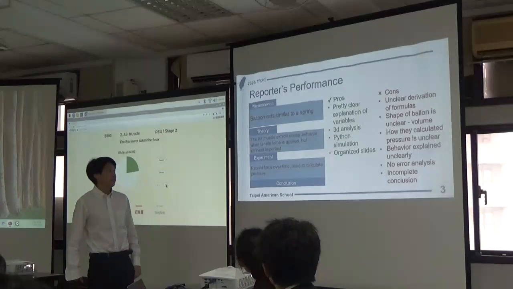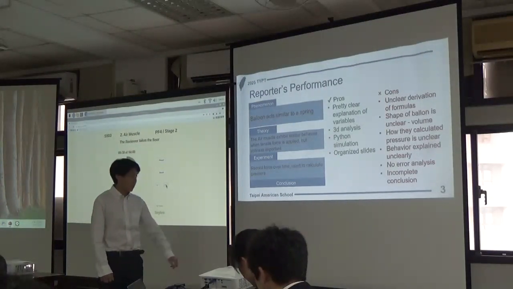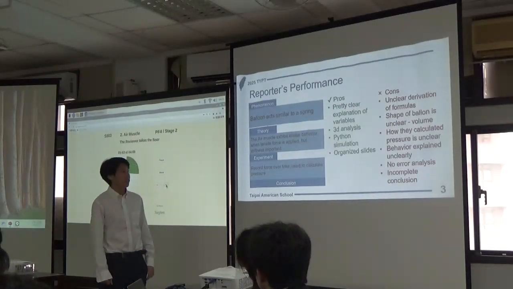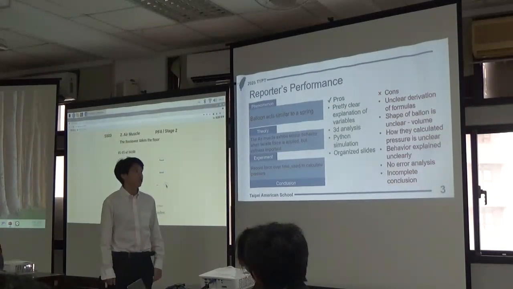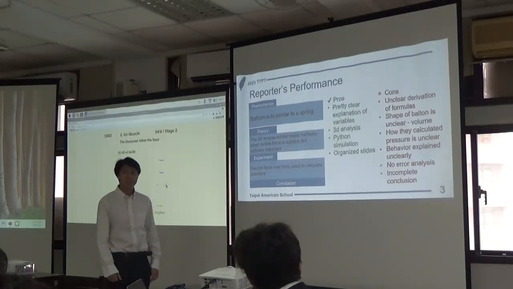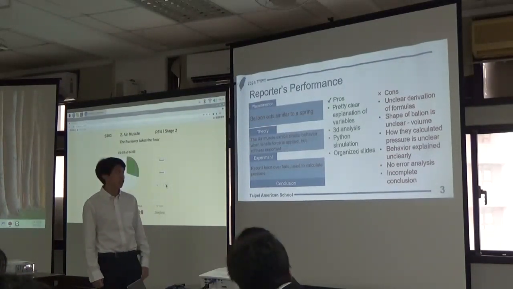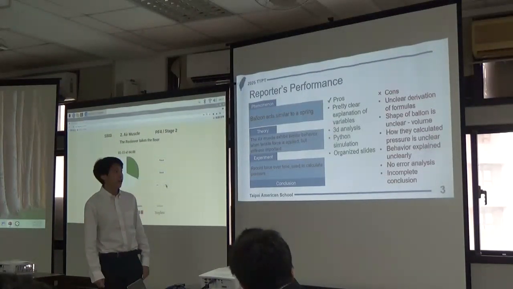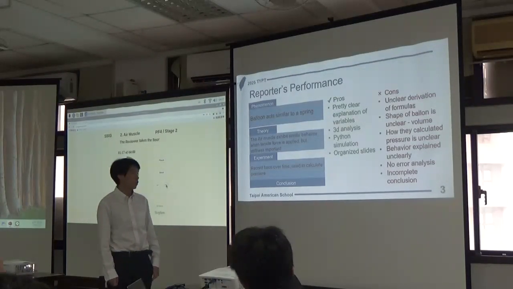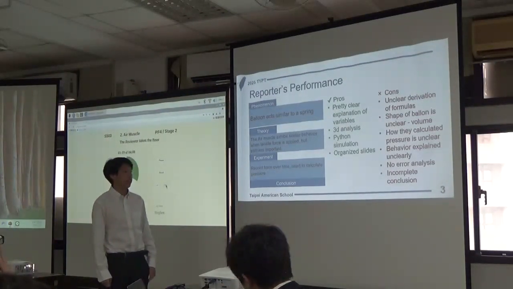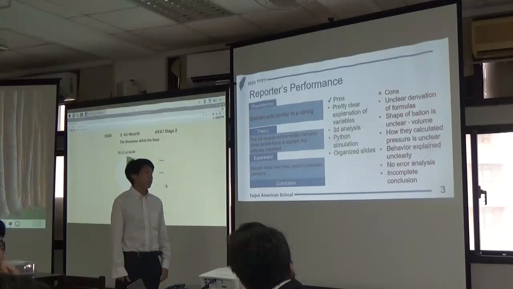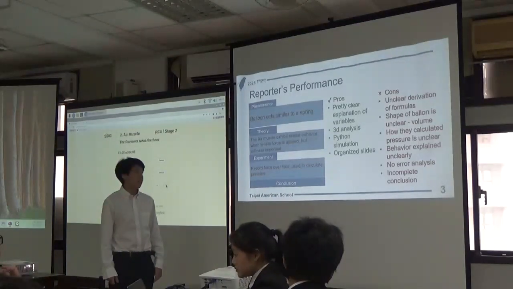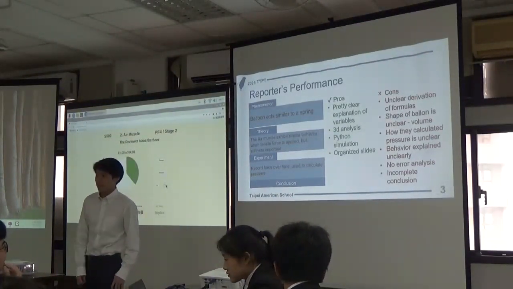However, some of the cons were that the derivations of the formulas were unclear. I had no idea how they really derived any of their equations. The shape of the balloon is unclear in the slides. They mentioned that there were spherical as well as cylindrical shapes, but they never mentioned which graph corresponds to which balloon. And also how they calculated pressure is unclear. They just showed force over time. I have no idea where they got their pressure from. And the behavior is explained unclearly. They didn't explain the magnitude of the coefficients. There's no error analysis, and there is an incomplete conclusion.